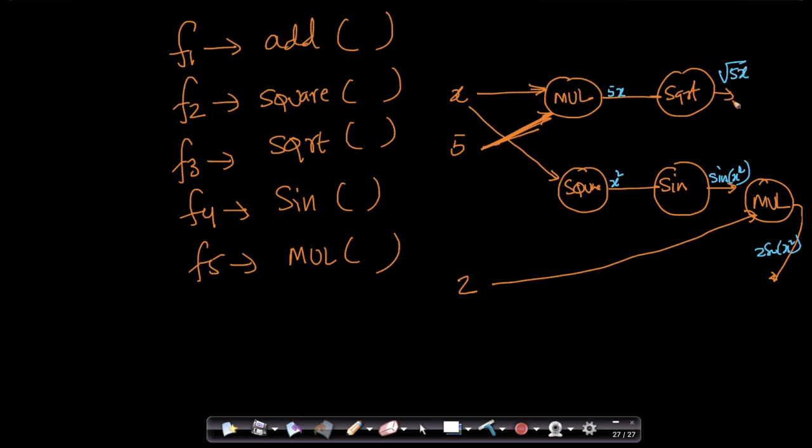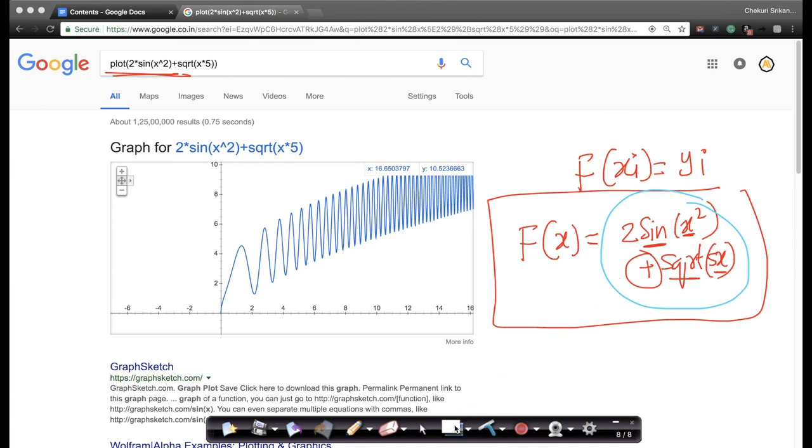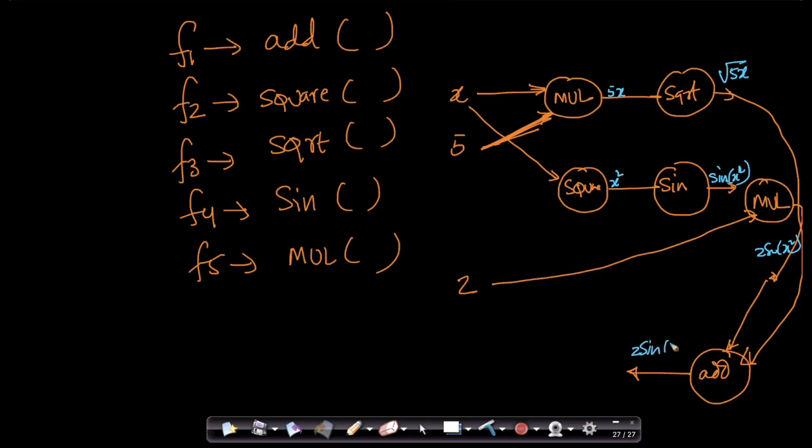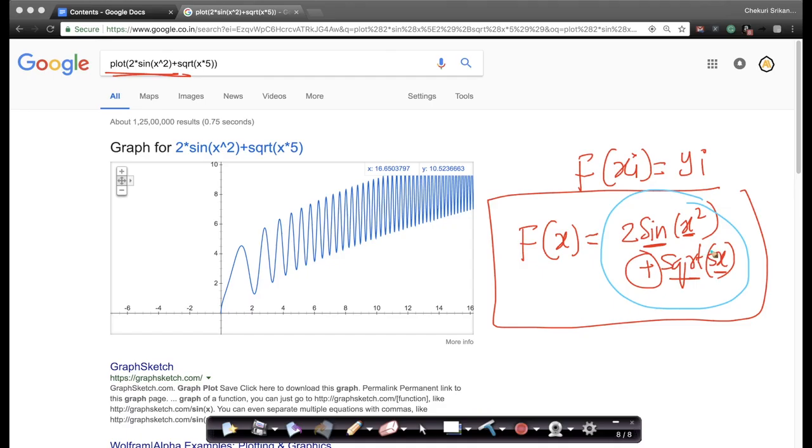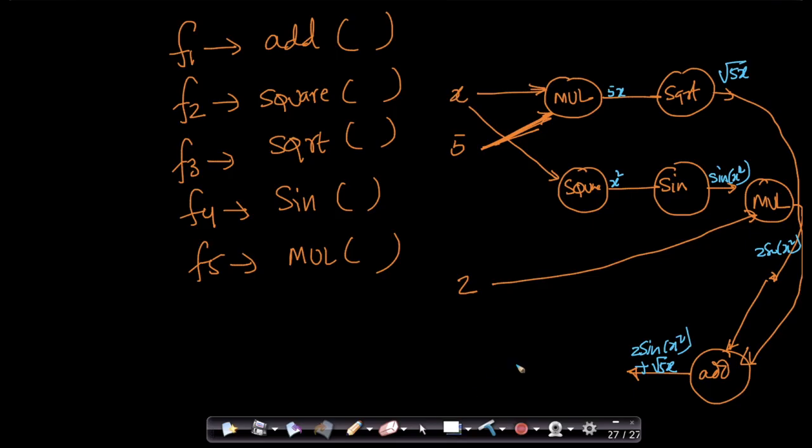Now if I take this output and this output, and pass them through an addition function, what do I get finally? We have the 2 sine x squared coming from here, plus the square root of 5x from here, and we're adding both of them. So this is now my y_i hat.